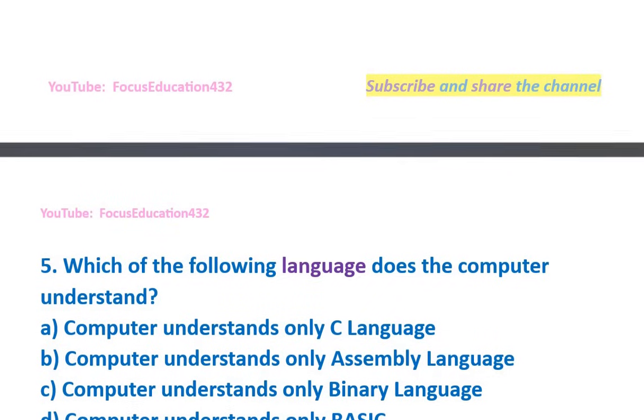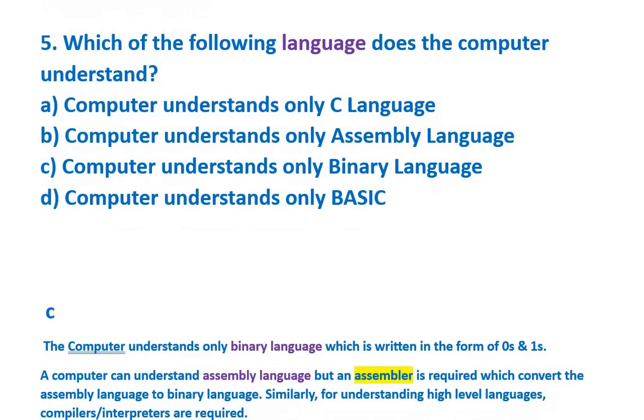Fifth one. Which of the following languages does the computer understand? So the computer understands binary language. Binary language means what? 1 or 0. Whatever we store in the computer, it will be in the form of 1 or 0. For example, if I enter the letter A from the keyboard, when we send this to the memory in the computer, it will not go as A, but it will go as a certain character set. A will have a value. I'm giving an example. So it will convert to ones and zeros.